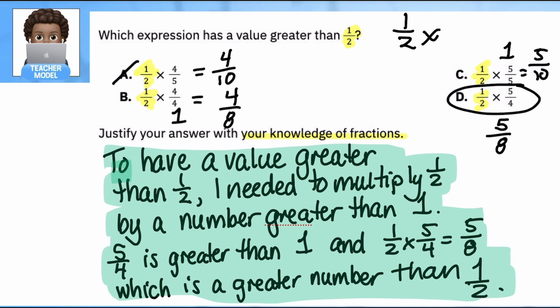5/4 is greater than 1, and 1/2 times 5/4 is equal to 5/8, which is greater than 1/2. Done. So 2 very simple sentences that show that I know when you multiply a number times a number greater than 1, you will have a greater value than that original number. Hit pause and jot this down into your notes.